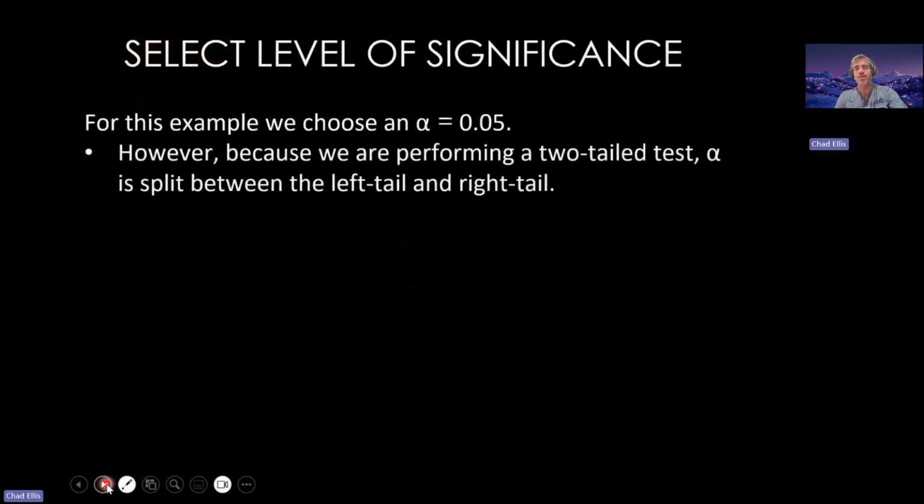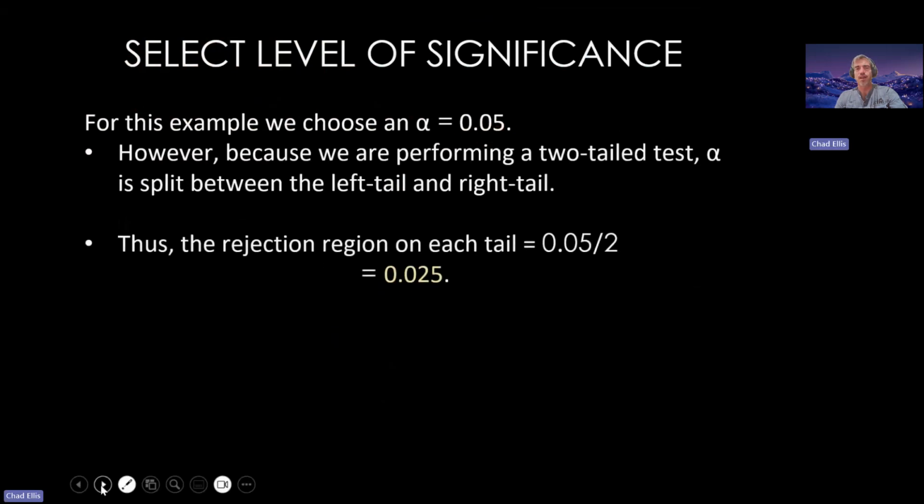So for our test, we have an alpha level or value of 0.05, but because we're performing a two-tailed test, we're going to split that 0.05 rejection area in half. We take that 0.05, divide it in half, which gives us 0.025.